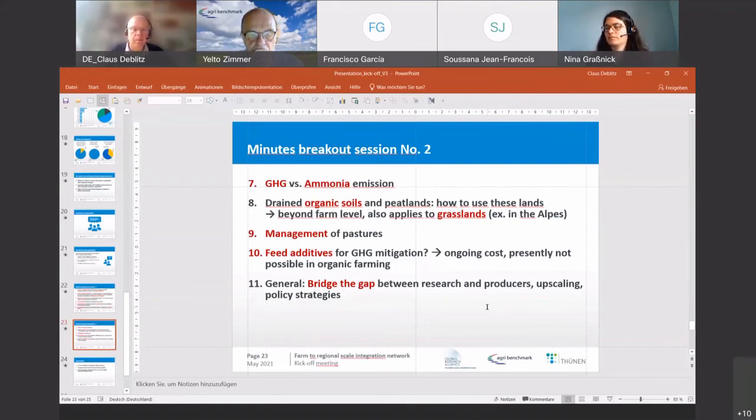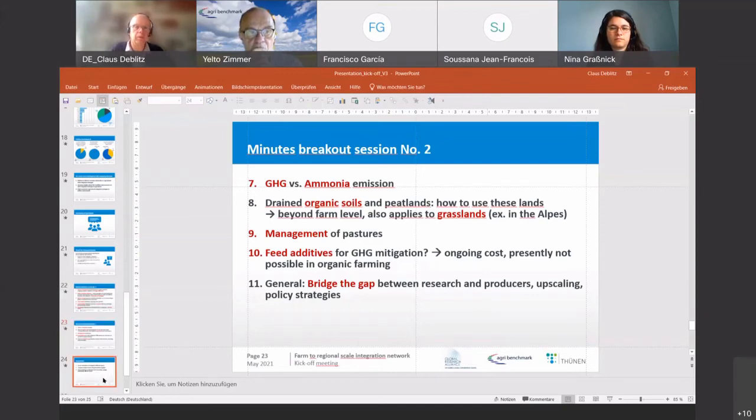And then there were two other things, the management of pastures. This relates a lot not to the European situation, but to non-European situations in South America, for example, and Sub-Saharan Africa, where you can gain a lot with improving management. And then we had quite some discussion about feed additives and pros and cons. Some points are mentioned here, ongoing cost, and that's not possible in organic farming, but in general, this was found interesting to address. And in general, it was mentioned to bridge the gap between research and producers, to look at upscaling and then convert all this into policy strategies.